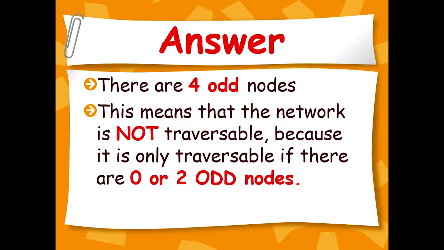Okay. So there is my answer: there are 4 odd nodes, and that means my network is not traversable, because it's only traversable if there are 0 or 2 odd nodes. In terms of my working, I need to see the order and odd and even written next to the nodes, and I need to see a written answer saying that there are 4 odd nodes, and that means for the Koinsberg bridges, it's not possible for somebody to walk across every single bridge once and only once. There is no way that a person could cross over those bridges in just one time.